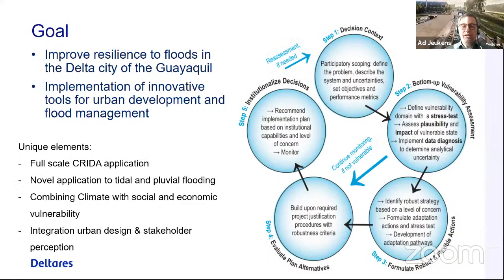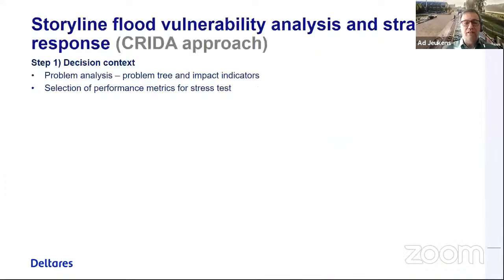So, and here you see the 5 steps of CRIDA, which are aligned along quite traditional planning steps, from setting your decision context, assessing your vulnerability and your risks, then formulating robust and flexible actions that are to be evaluated and institutionalized in the end. And I'm going into more detail on each step in the next slide.